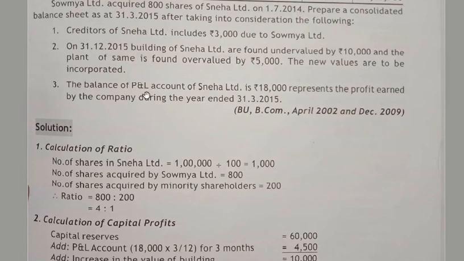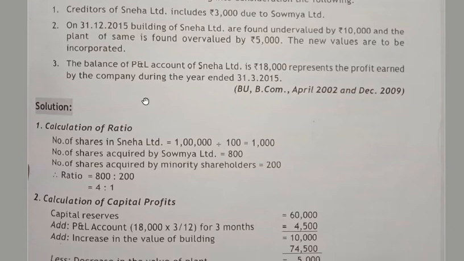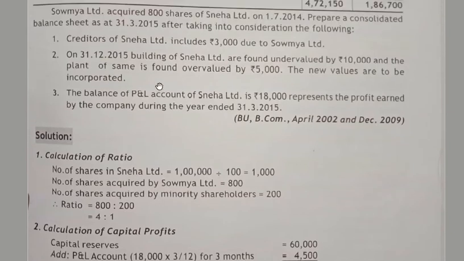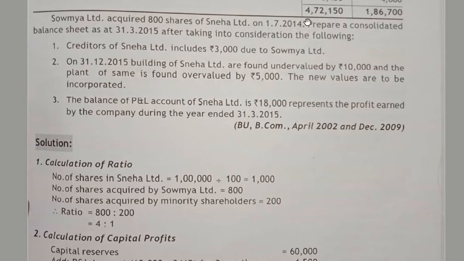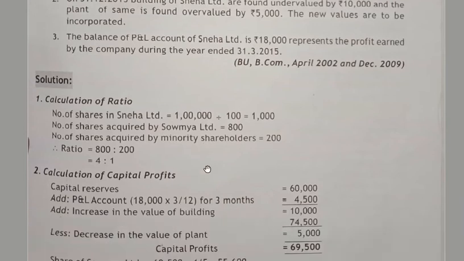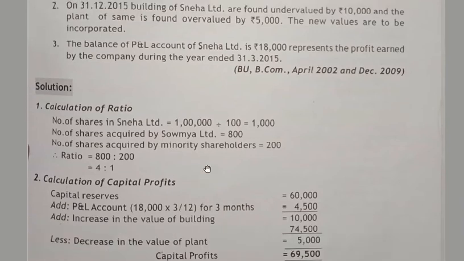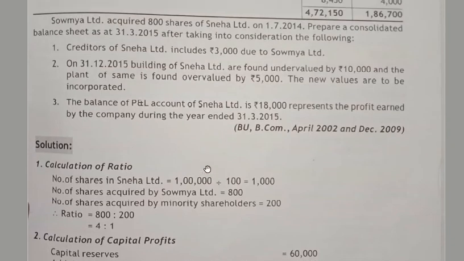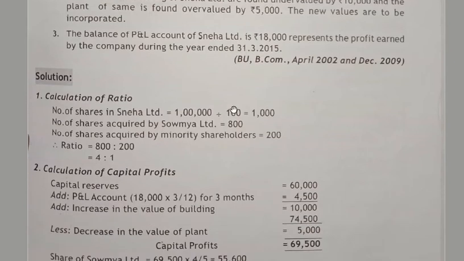The balance of the profit and loss account of Sneha Limited is 18,000, which represents the profit of the company earned during the year ended 31st 3 2015. So it is earned during the year 31st 3 2015. So when was the company acquired? 2014. So these will come in your revenue profits. So we start with your calculation of your ratio.